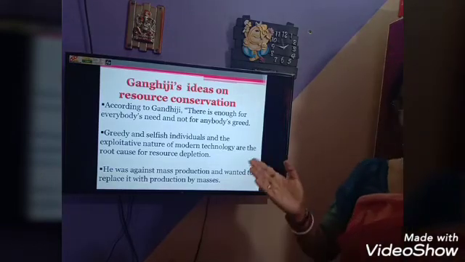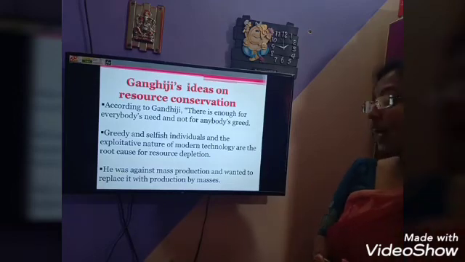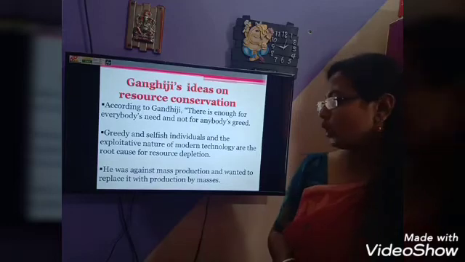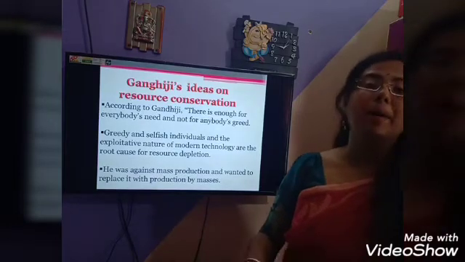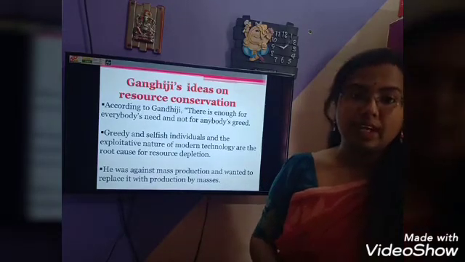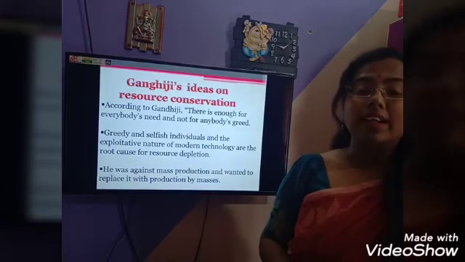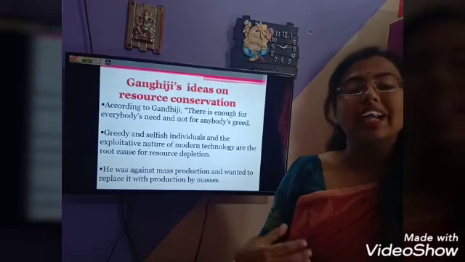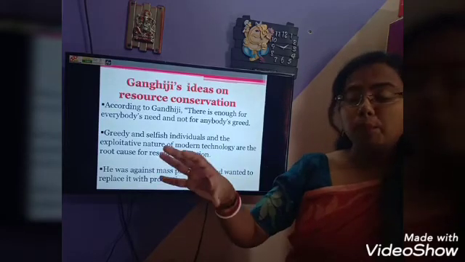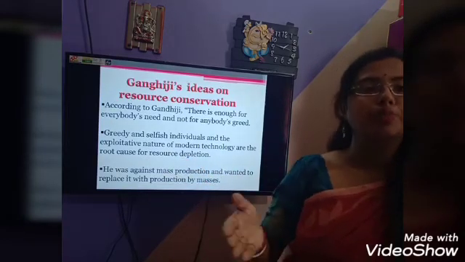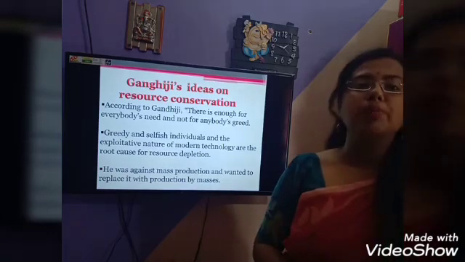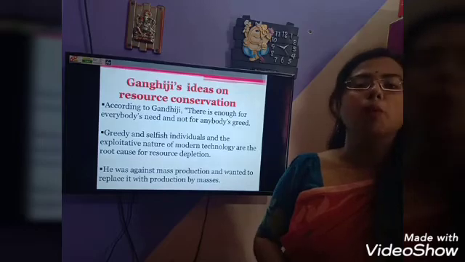And he was also against the mass production and wanted to replace it with production by the masses. He wanted that the production, that means whatever production we are getting from the resource, as many people as possible should be attached with this work, so that they can also be beneficial with this work.